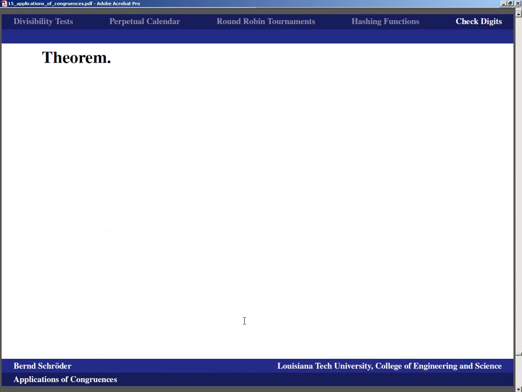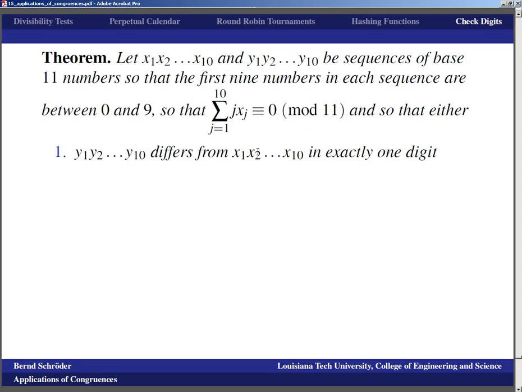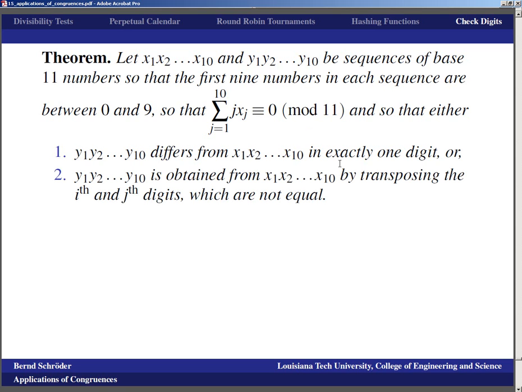And the reason why that is now nicely workable is that if you take two 10-digit numbers in base 11, and so those are sequences of base 11 numbers, so that the first 9 numbers in each sequence are between 0 and 9, and the sum over j equals 1 through 10 of j x_j equals 0 modulo 11, and so that either the second number, y1 through y10, differs from x1 through x10 in exactly 1 digit, or y1 through y10 is obtained from x1 through x10 by transposing the ith and jth digits, which are not equal, because of course if you transpose equal digits, nobody will ever notice.